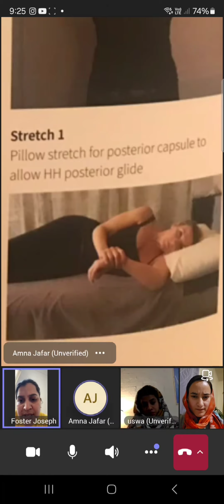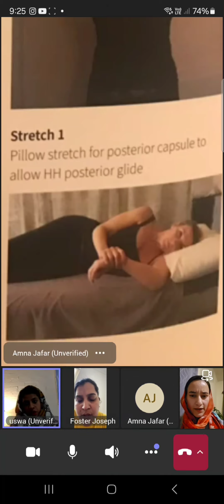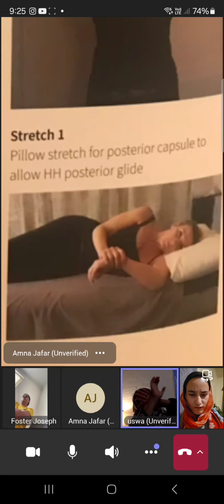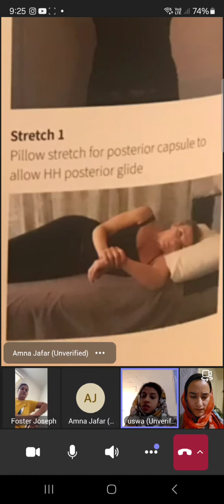If there is no stretch, then how will the posterior capsule glide of the humeral head come? Uswa, you can also feel it yourself. See, I'm feeling myself, my shoulder posterior glide is happening. If I resist my external rotation, I feel in the shoulder that there is some movement, some opening at the posterior side. If someone lay down, it would be more obvious. You are very right, Uswa.